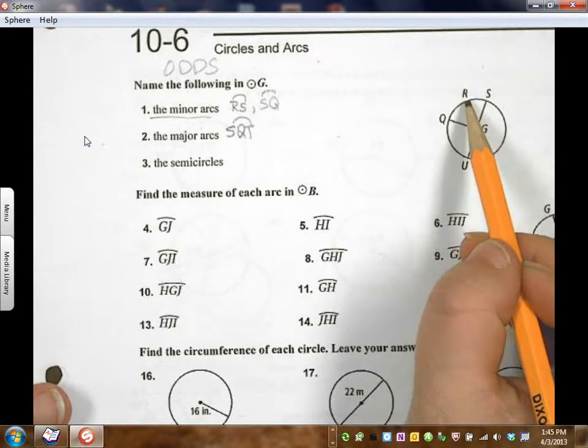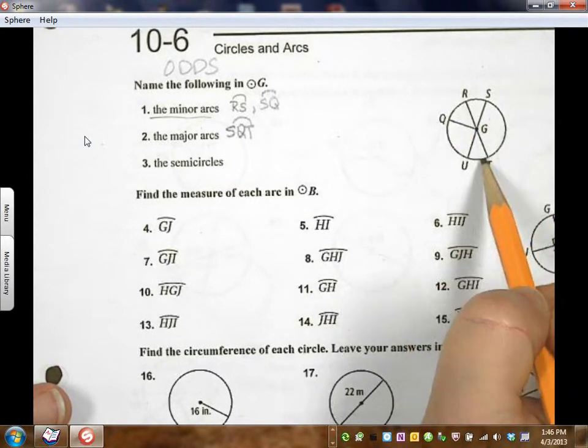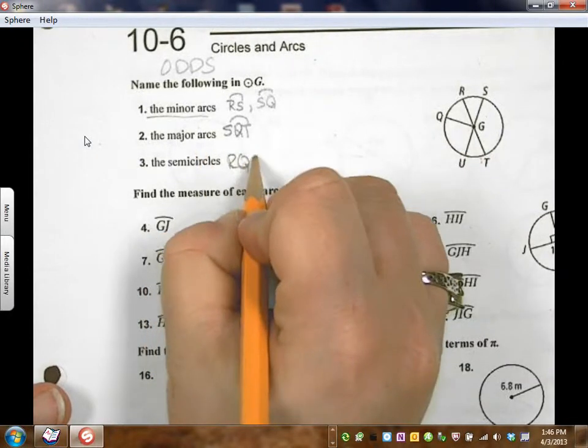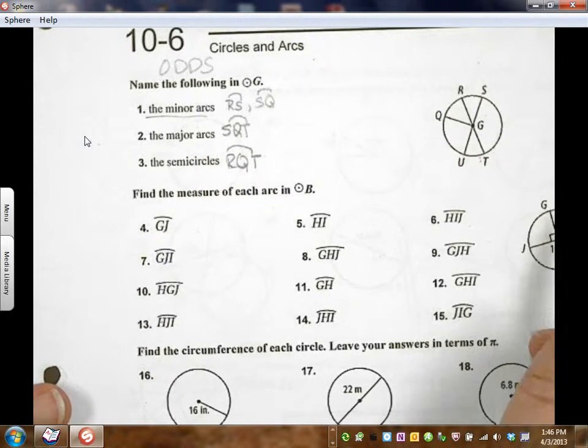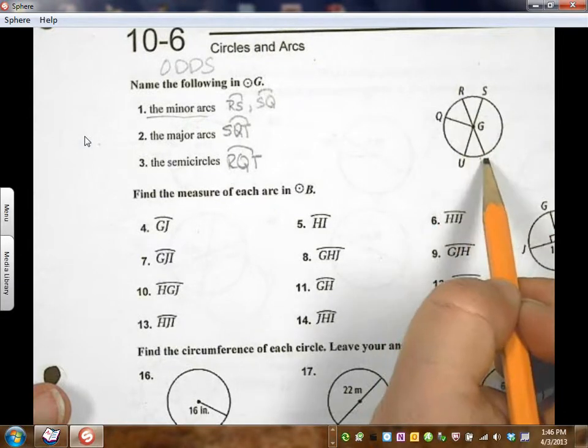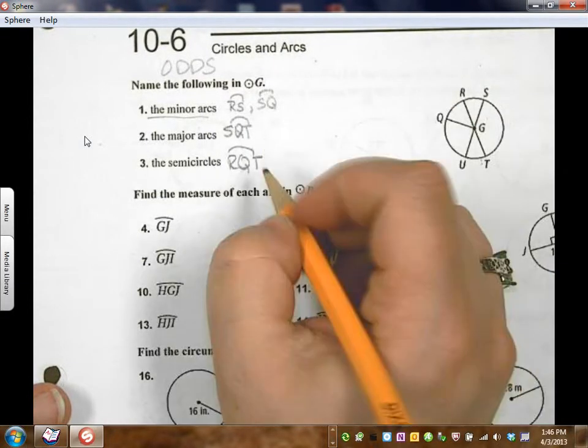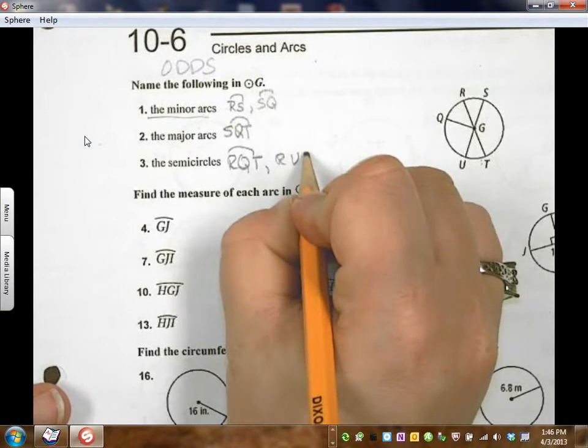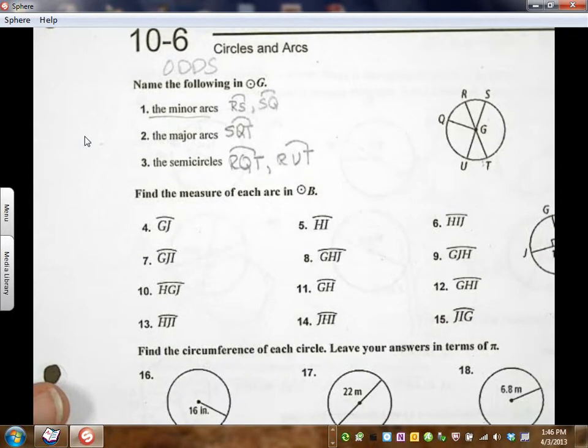So we could say we have RQT as one, or another name for that exact same semicircle would be RUT. Do you see I'm going the same way? I'm using similar letters, and those are the same arcs.